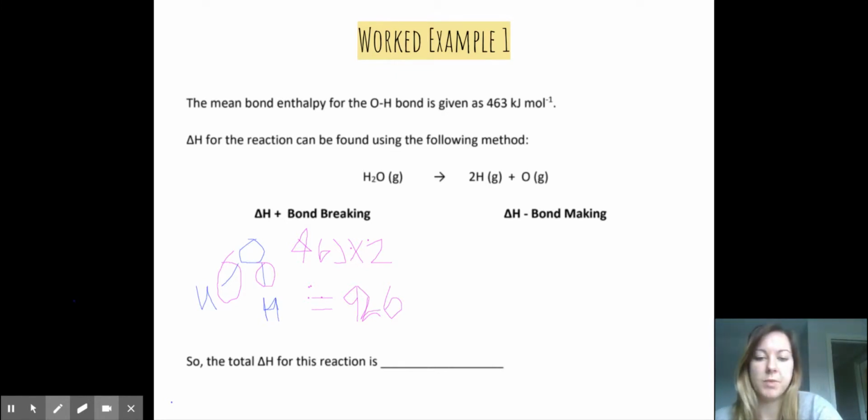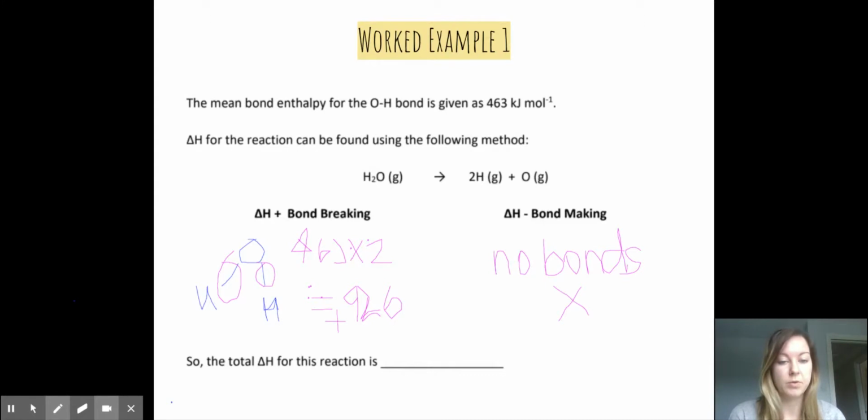So that would be our positive value, our delta H positive. On the other side, we don't actually have any bonds in this. We have 2 hydrogen atoms and 1 oxygen atom. So there are actually no bonds being made on this side, so we don't actually have a negative value in this example.